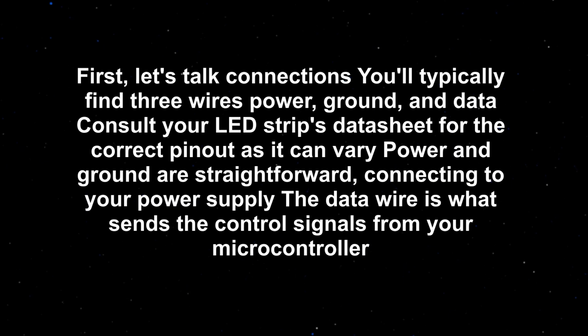First, let's talk connections. We'll typically find 3 wires: power, ground, and data. Consult your LED strip's datasheet for the correct pinout, as it can vary. Power and ground are straightforward. Connect them to your power supply. The data wire is what sends the control signals from your microcontroller.